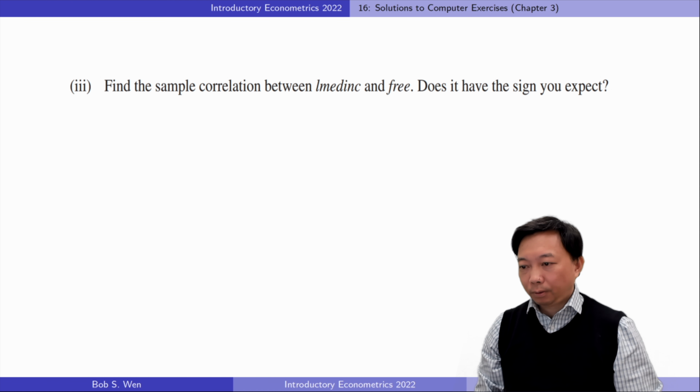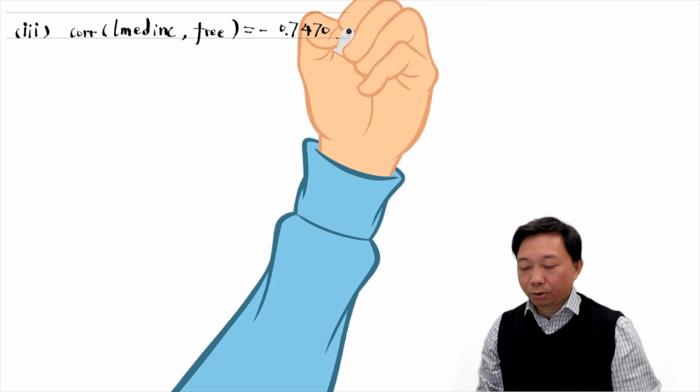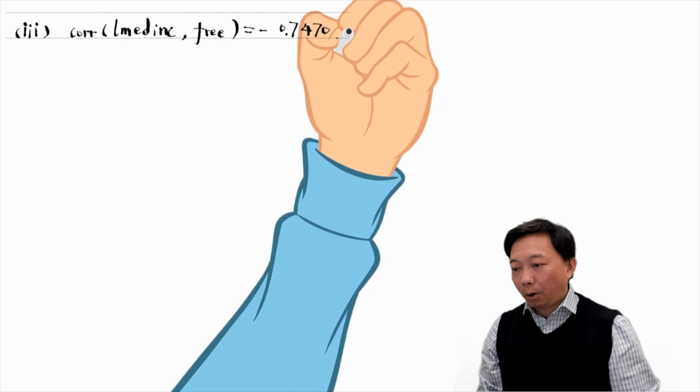For the third question, the sample correlation coefficient between the log of family income and the percentage of the students eligible for free lunch is minus 0.7470. It makes sense because the higher the family income, the fewer students are eligible for free lunch.